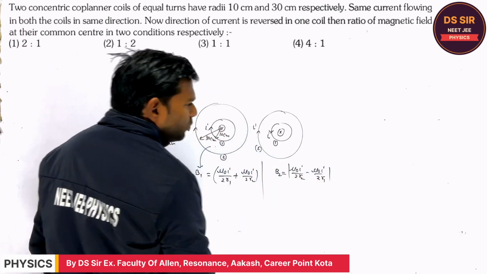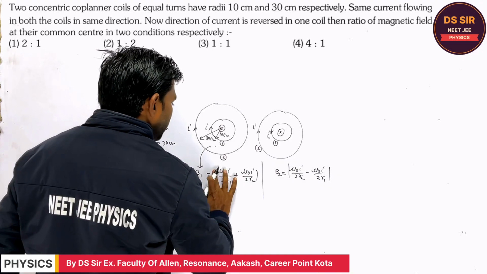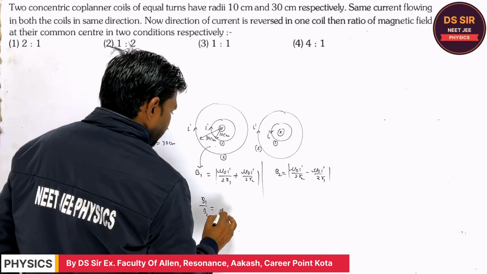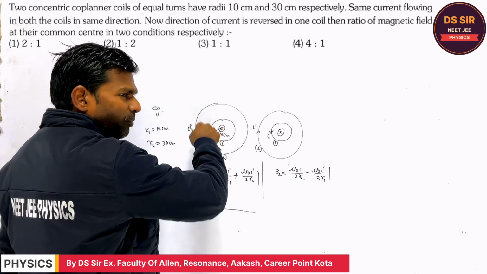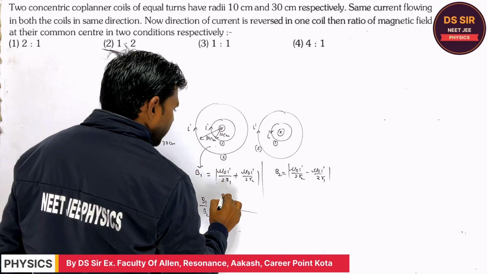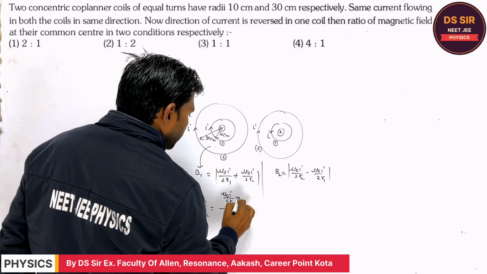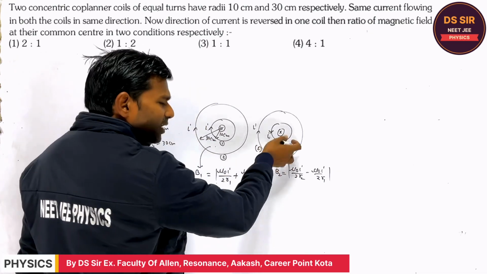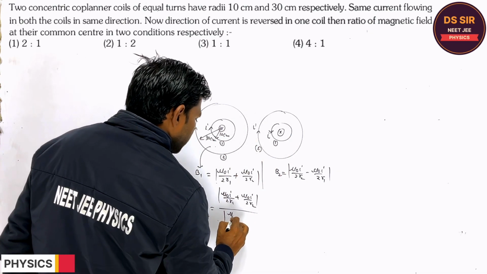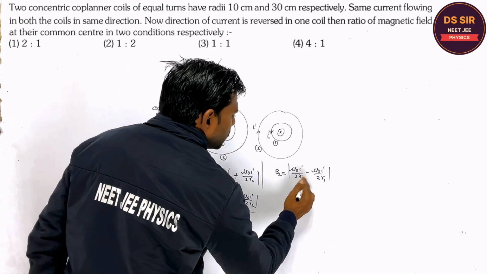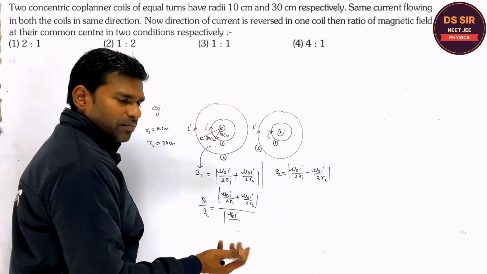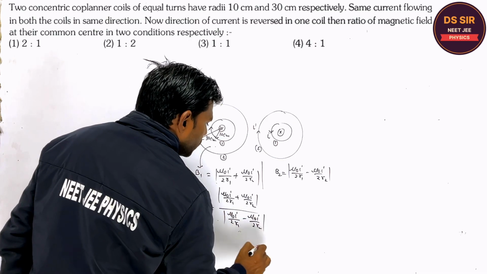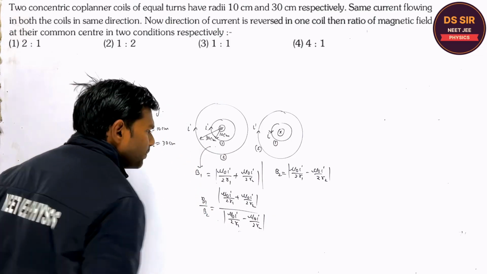So now we have to take the magnitude, right? We have to take the magnitude. So what they are asking is the ratio of B1 and B2. When the current in both coils is in the same direction, they are helping. So mu naught I upon 2R1 plus mu naught I upon 2R2, right? But when one direction is reversed, then we have to take their subtraction, whether you choose R1 or R2, right? Mu naught I upon 2R1 minus mu naught I upon 2R2. The current in both coils is the same.